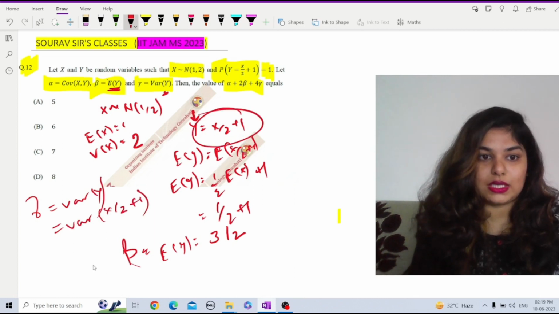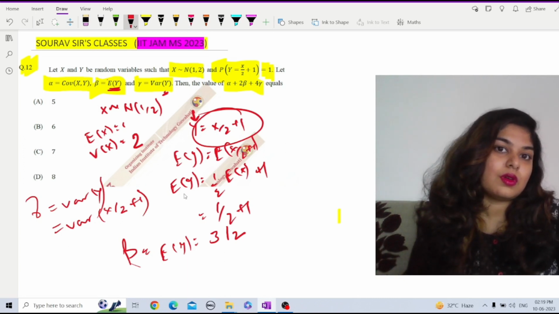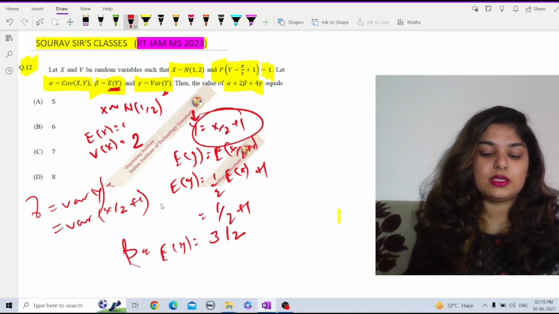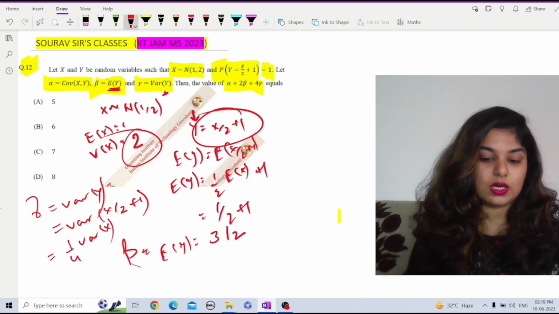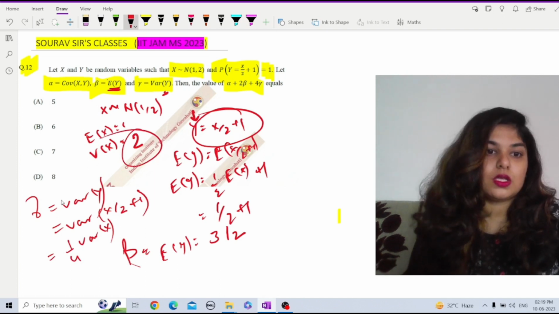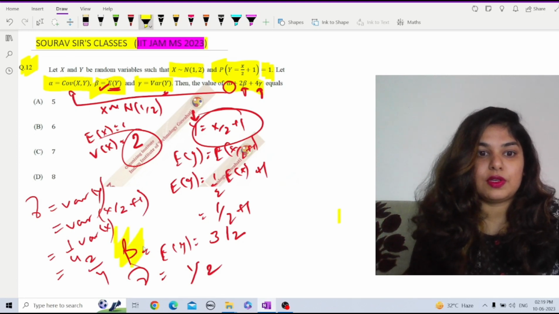X by 2 plus 1, okay? Now, if we use the formula here, then we will have 1 by 4 of variance of X. What is variance of X? That is 2, correct? So if we put this value here, 2 by 4, so gamma is equal to 1 by 2. Now that means I have got the beta value and gamma value. I have to find out the alpha value from the covariance, okay? Let me shade these values because we will use these values in order to find out the final value.